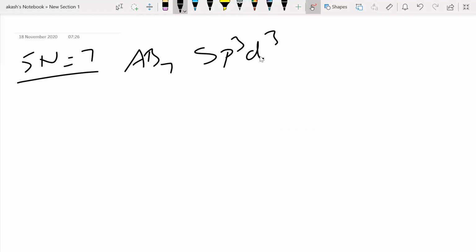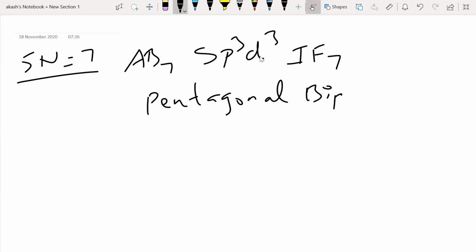Anyways, what can be examples? The best example I can give you is IF7. IF7 is a very good example. The shape and the geometry in this case is going to be this. I'll tell you the shape, and then you will draw how the structure is going to look. The name of the shape is pentagonal bipyramidal. I think now you'll be able to draw the structure by yourself, but still I'll draw.